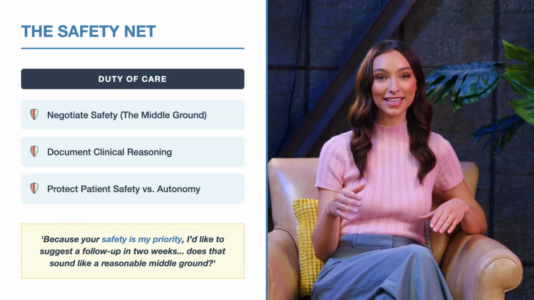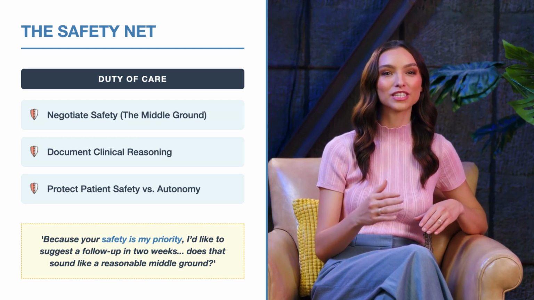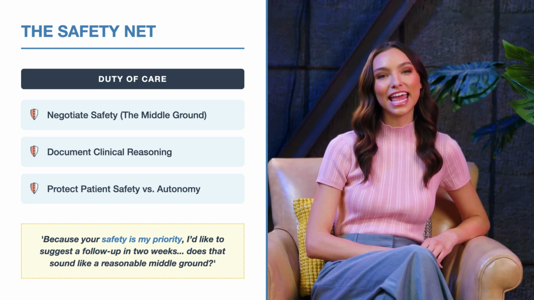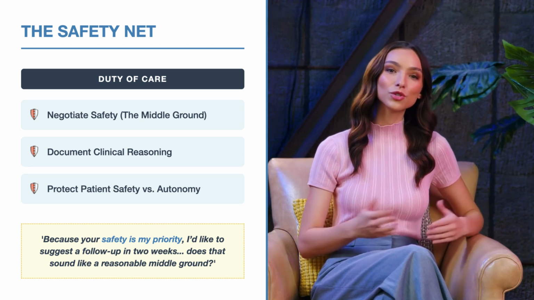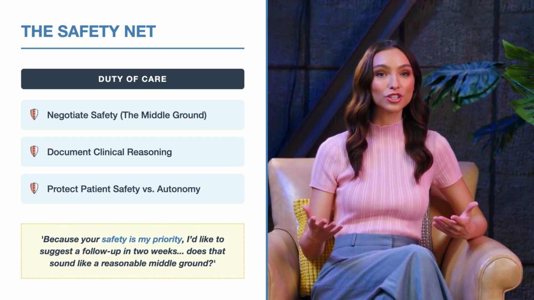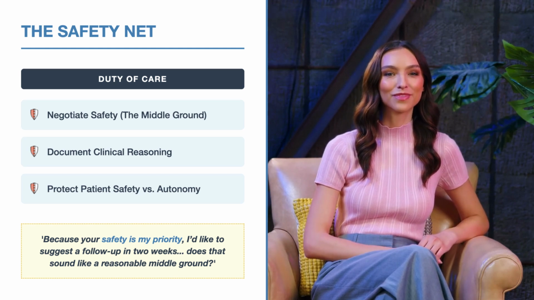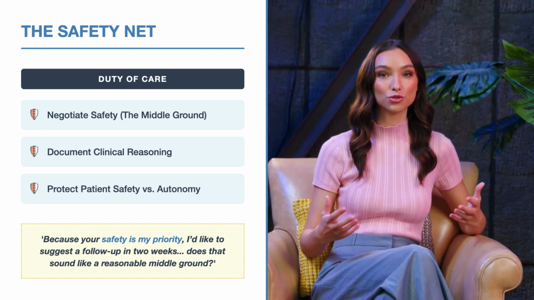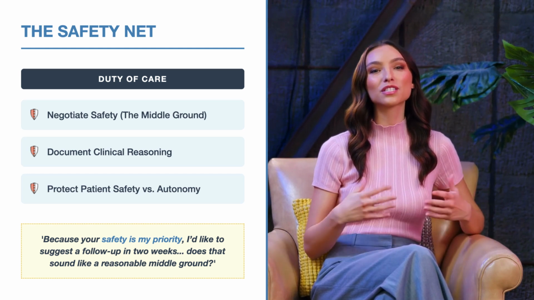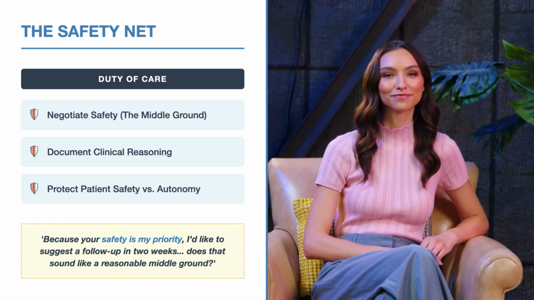Now here is where most candidates get confused. Validating a refusal doesn't mean you just give up and move to the next task. In a real clinic, and in the OET, you have a duty of care. Once you've used your discovery phrase and understood their hesitation, your next step is to negotiate safety. Instead of pushing the original treatment, you pivot to a safety net. This proves you are still managing the clinical risk, even if the patient is non-compliant.